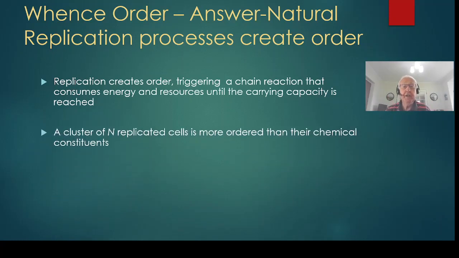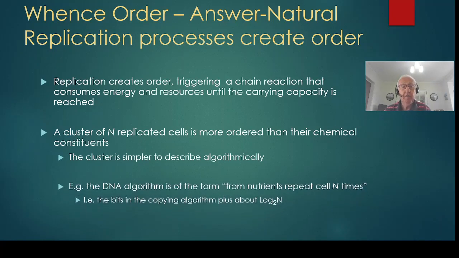A cluster of N replicated cells is more ordered than their chemical constituents. The cluster is simpler to describe algorithmically. For example, the DNA algorithm is of the form, from the nutrients around, repeat this cell N times. The bits in this process are the bits in the copying algorithm plus about log to the base 2 of N.